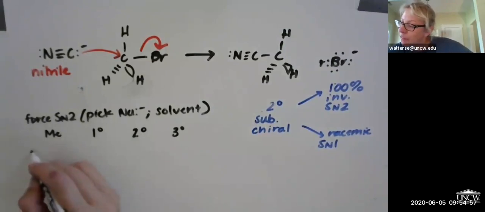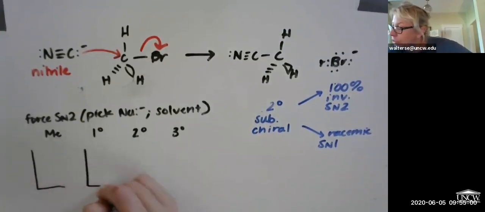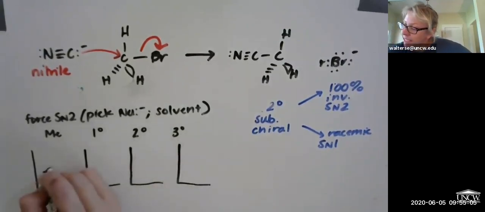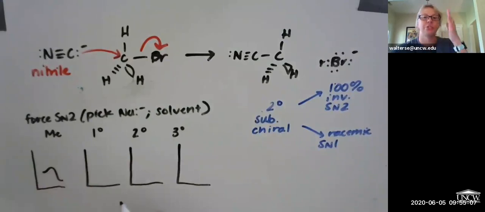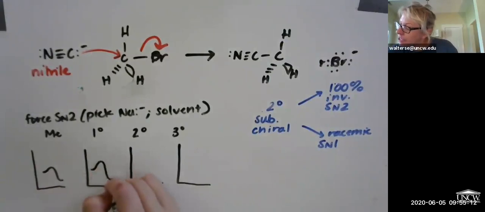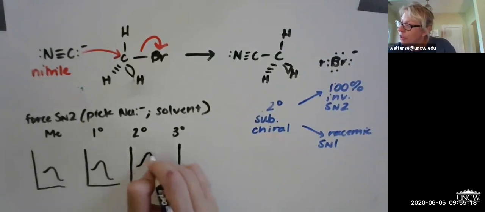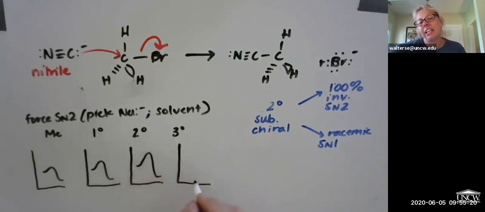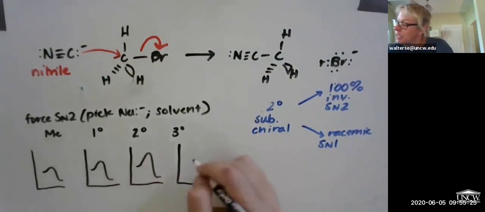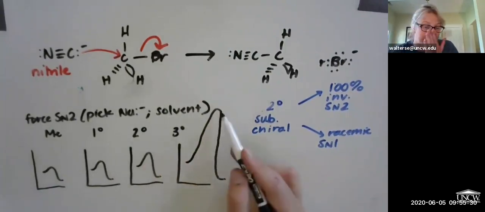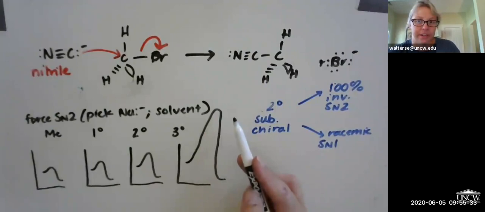Okay. So if I draw an energy level diagram for each one of these, what I would see is I have a little activation energy here, so it will go by SN2. A higher activation energy, but still pretty fast, SN2. Secondary, it's getting a little higher, but you can still make it go by SN2. The tertiary is going to be like that, where that activation energy is so high, the reaction will never proceed.